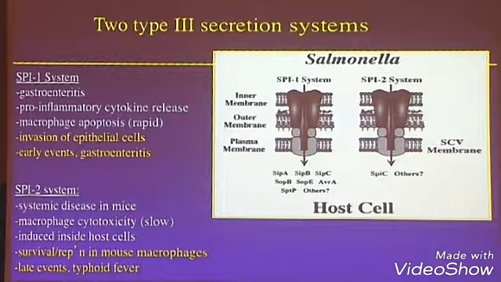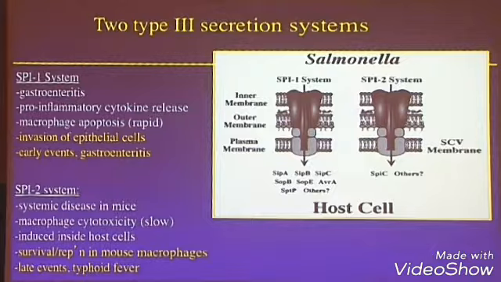And the dogma in the field suggests that this evolved first. It got the bacterium into cells, but then once you're inside cells, you have to figure out how you're going to survive inside these cells. And it then acquired a second type 3 system, this thing called the SPI-2 system. And like SPI-1, it delivers molecules, but different molecules, into the mammalian cell.